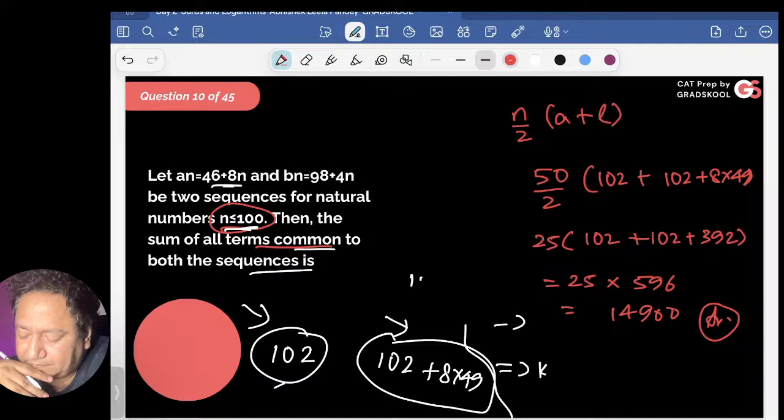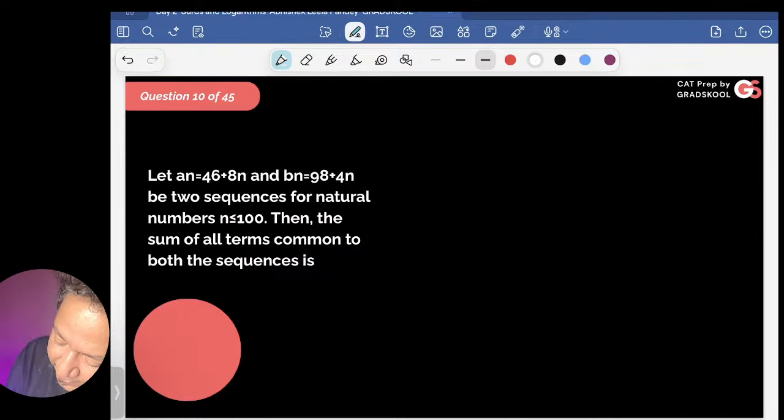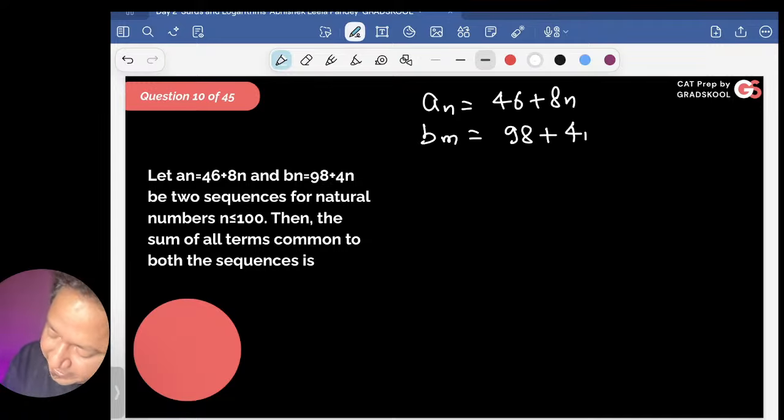I think a lot of you might be feeling disappointed and discouraged. Let's do it real quick. First thing, let me write it clearly. AN is 46 plus 8N and BN is 98 plus 4N. ठीक है, जल्दी करने की कोशिश करते हैं एक बार फटाफट.